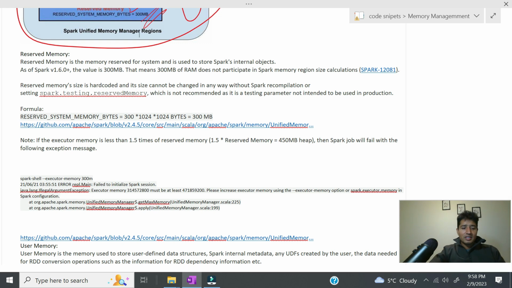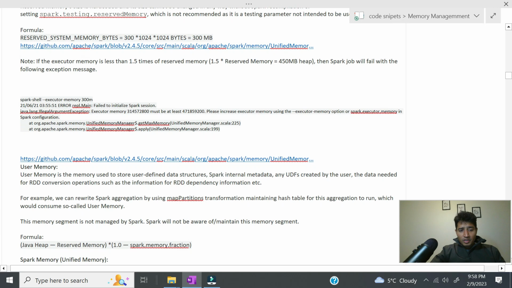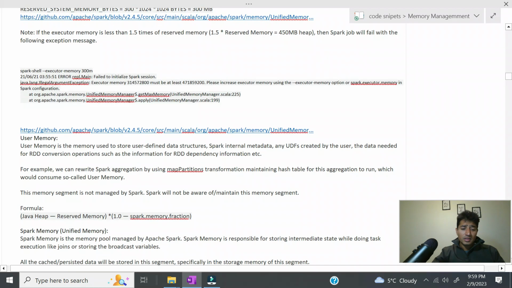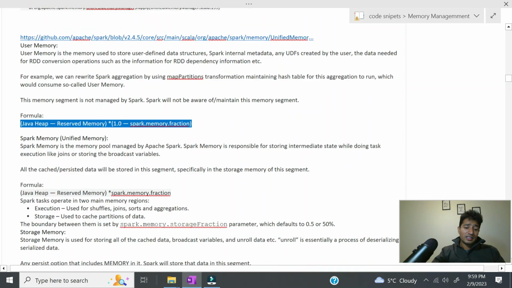Now coming to the user memory. User memory is the memory used to store the user defined data structures, Spark internal metadata, UDFs, etc. So the formula will be what? Java heap minus reserved memory, multiplied by 1.0 minus spark.memory.fraction. So this will be your user memory, right?